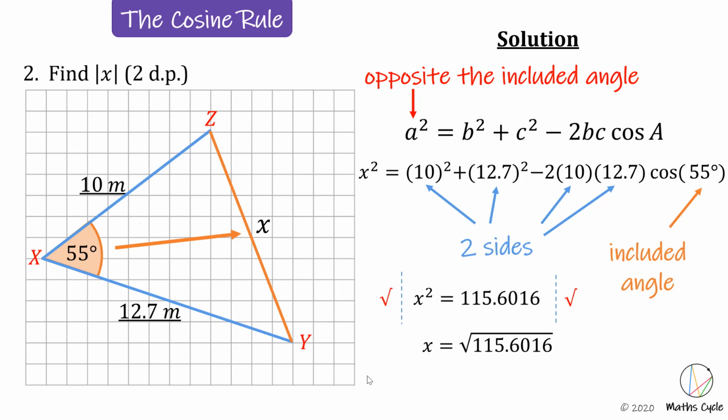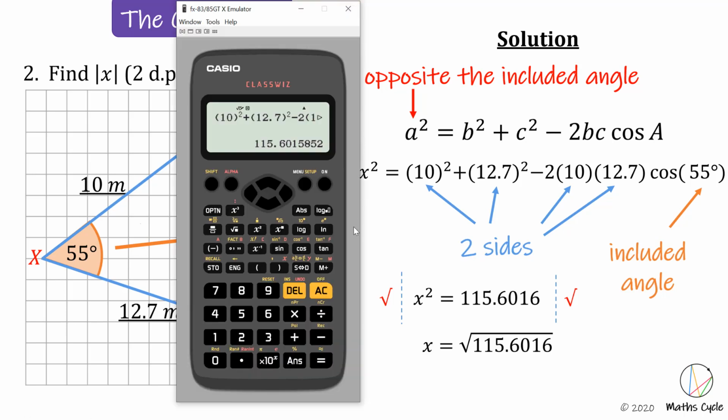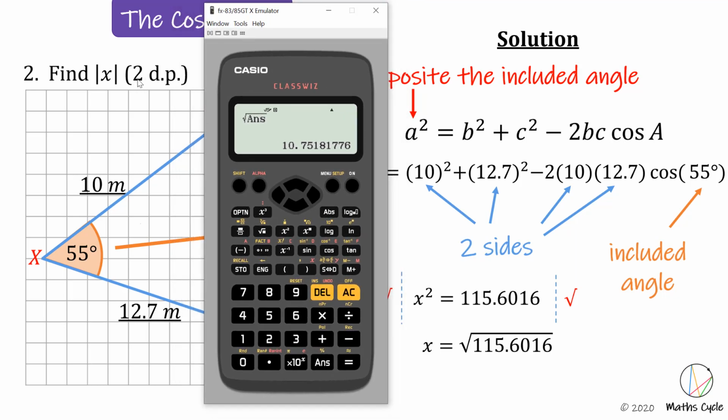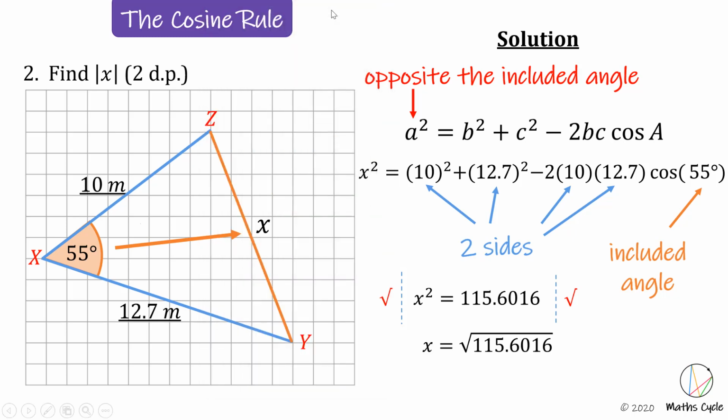So again, back to your calculator. Okay, and then just take the square root, so here's the square root button, of my answer that's already in my calculator equals 10.7518. Let's just check how we were to leave our answer. So it's correct to 2 decimal places. So 0.751, so we'll round down. So my answer is 10.75. Okay, and our units here are meters. So my answer is the length of x equals 10.75 meters.